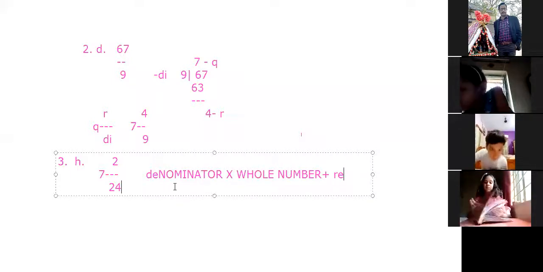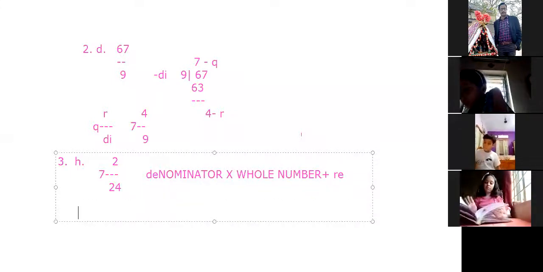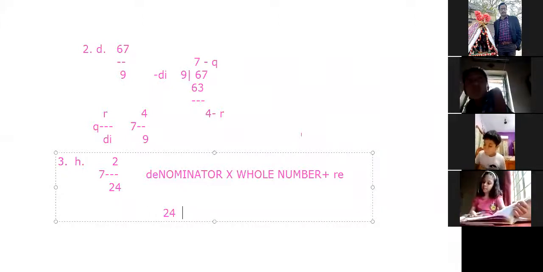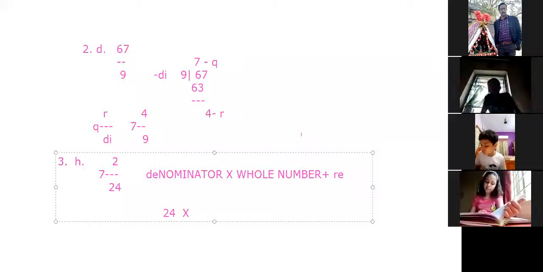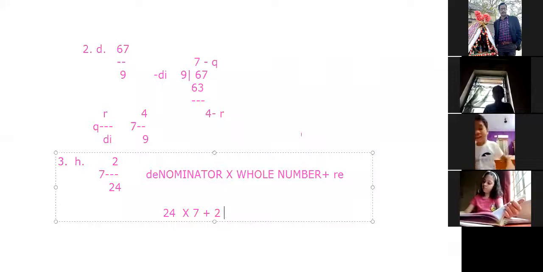So when I write this, the denominator is 24, and that has to be multiplied with how much? With 7. That is exactly your whole number. 7 is the whole number, remember. And then you add 2, so 168 plus 2 is 170 altogether.